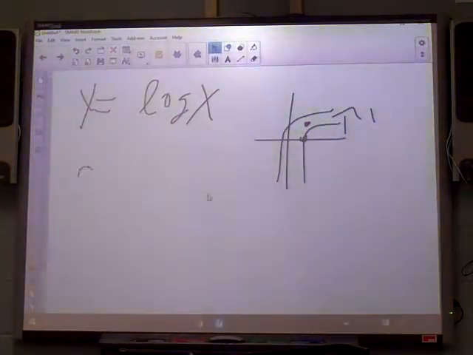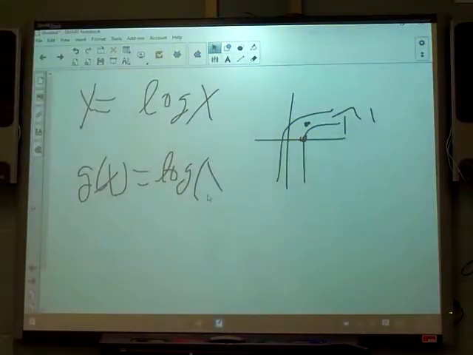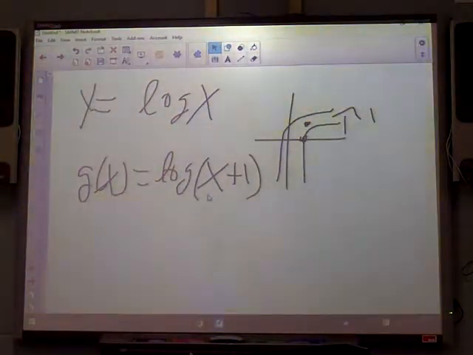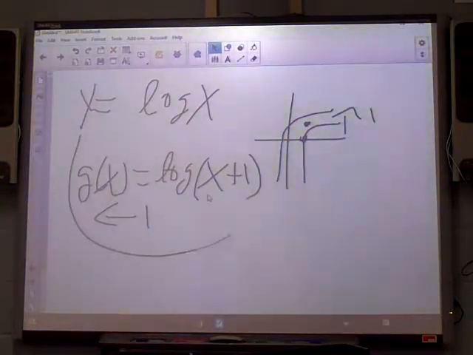So I said g of x equals log, and then to scoot left and right, it goes in with the x, and left and right's the opposite way. So there would be your equation, and then your description would be left 1. So you would need both of those answers in there.